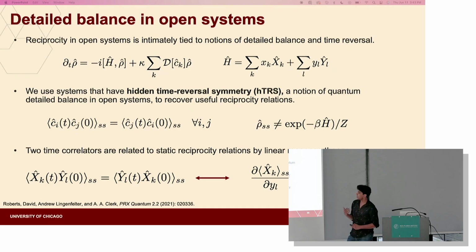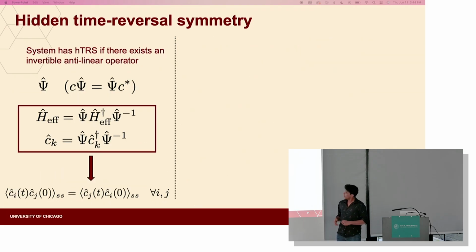And these correlator symmetries are very useful because by doing some linear response theory, this is actually a stronger condition than the gradients that you need. You can integrate out the dynamic part of it and then get these static reciprocity relations, which you need to do EP. So just very quickly about hidden time reversal symmetry. The formal statement is that there exists some anti-linear operator that conjugates your effective Hamiltonian and jump operators in this way. And if this exists for some system, then you have this symmetry. Now, you might say, what does this mean? And honestly, I don't know. This is just some mathematical thing that works.